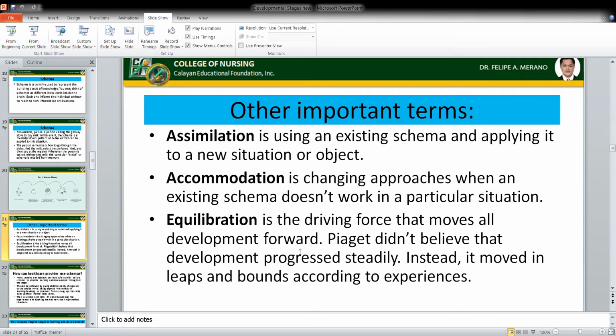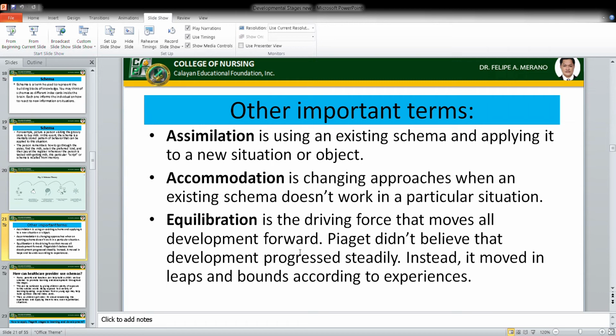Equilibration is the driving force that moves all development forward. Piaget didn't believe that development progresses steadily. Instead, it moves in leaps and bounds according to experience. So, ang development daw is not one direction forward. It is up and down based on the progress of experiences. So, kaya, merong naiiwanan, merong nag-a-advance.